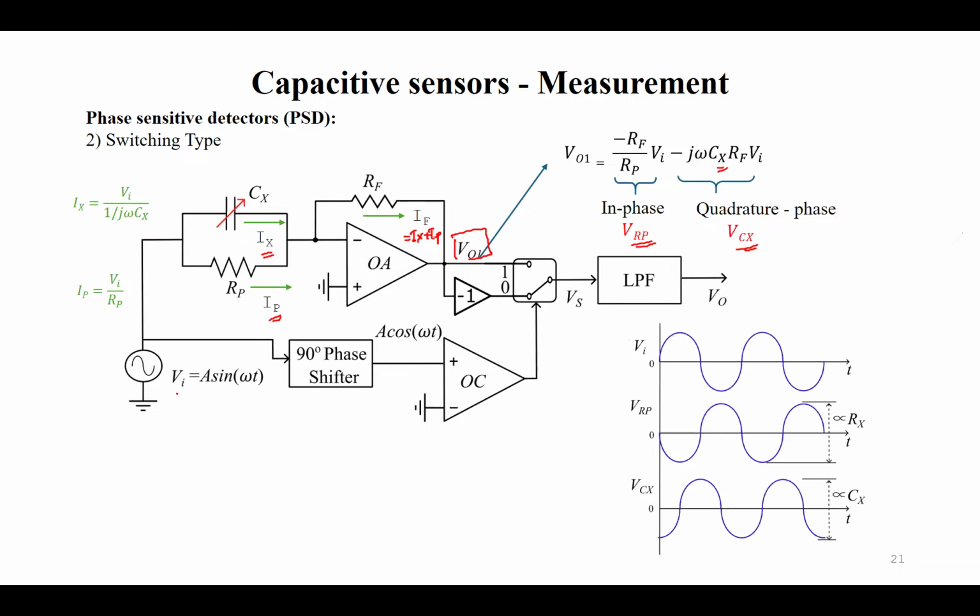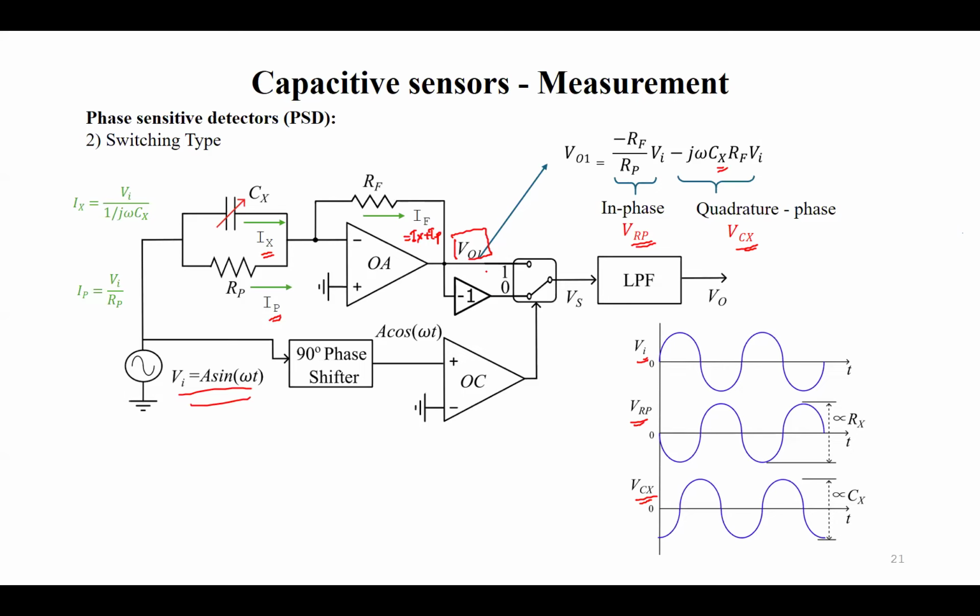So if I draw this signal, I have our input signal Vi, which is a sinusoid here. So what is VRP? VRP is the voltage corresponding to RP, so it is actually minus RF by RP Vi. So I will have the same in-phase sinusoid signal as shown here, but it will be inverted due to this inverting configuration. And what about CX? It will be 90 degrees, so I'll have an inverted cosine wave as shown here.